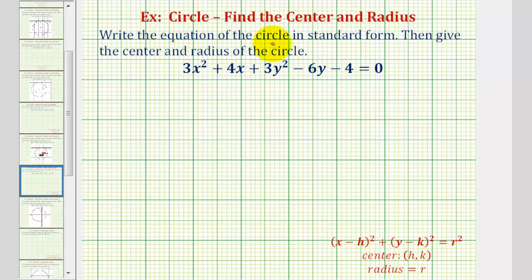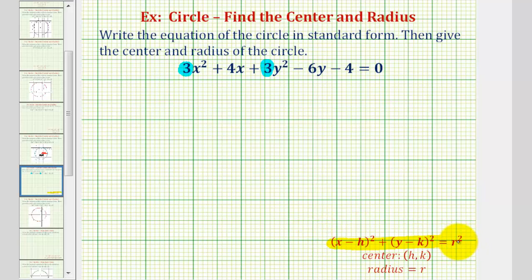We want to write the equation of the circle in standard form and then give the center and radius of the circle. The equation we're given is the general form of a circle, and we should recognize this as a circle because the coefficient of the x squared term and the coefficient of the y squared term are equal. If they weren't, this would not be a circle. So our goal here is to write this equation in standard form, or the form given here below.